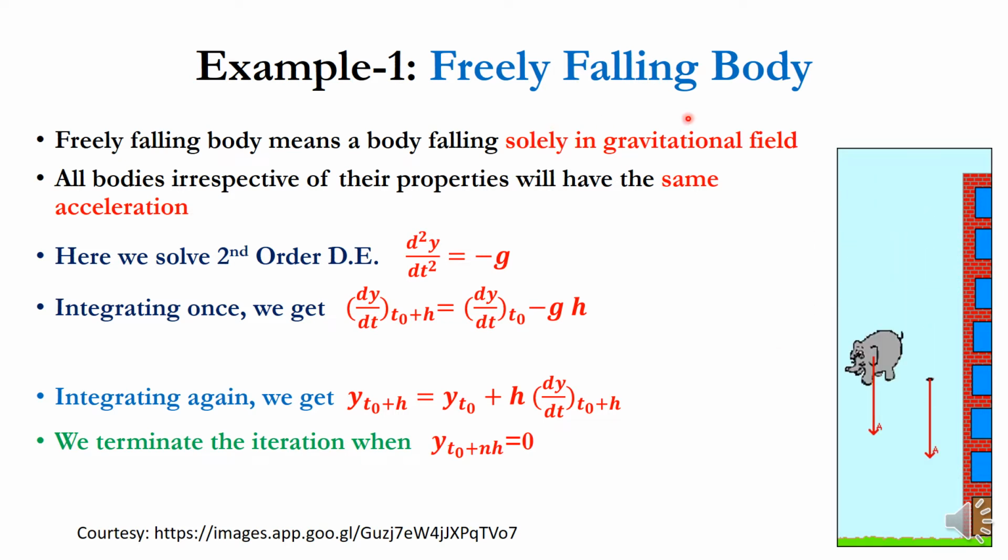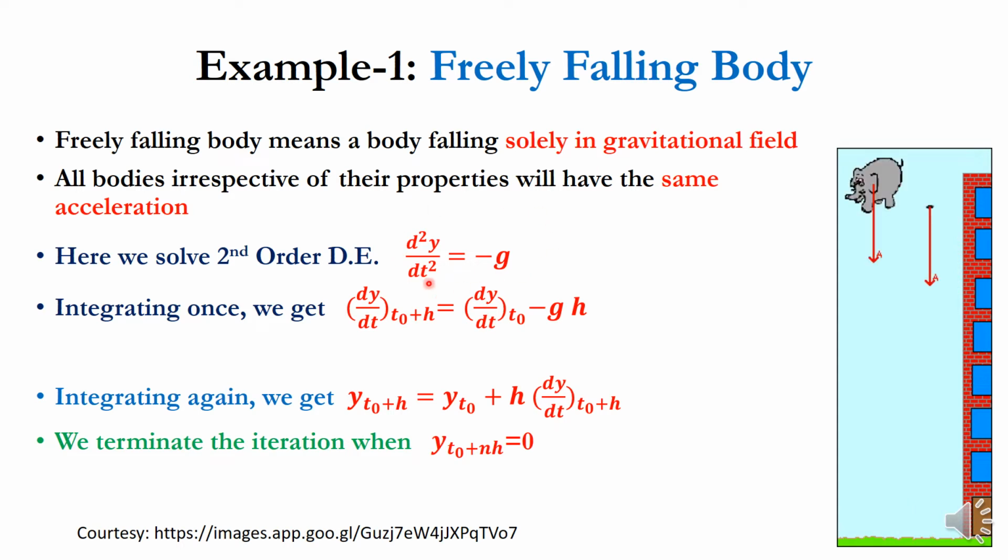First one, the freely falling body. Freely falling means the body is falling only in the presence of a gravitational field. So all bodies, irrespective of their properties, will have the same acceleration, where this acceleration will be this g, the gravitational acceleration. So in the case of a freely falling body, we solve a second order differential equation: d square y by dt square is equal to minus g, that is, acceleration equal to minus g.